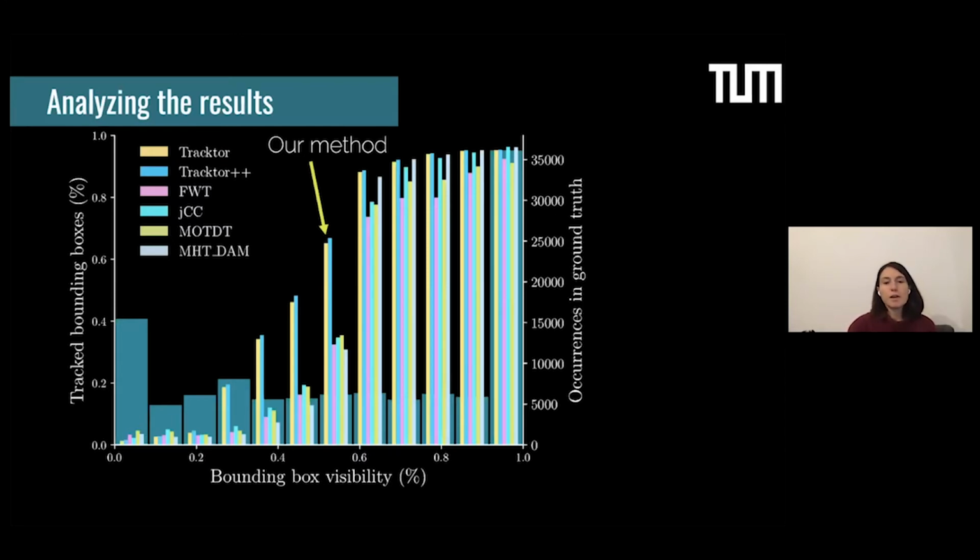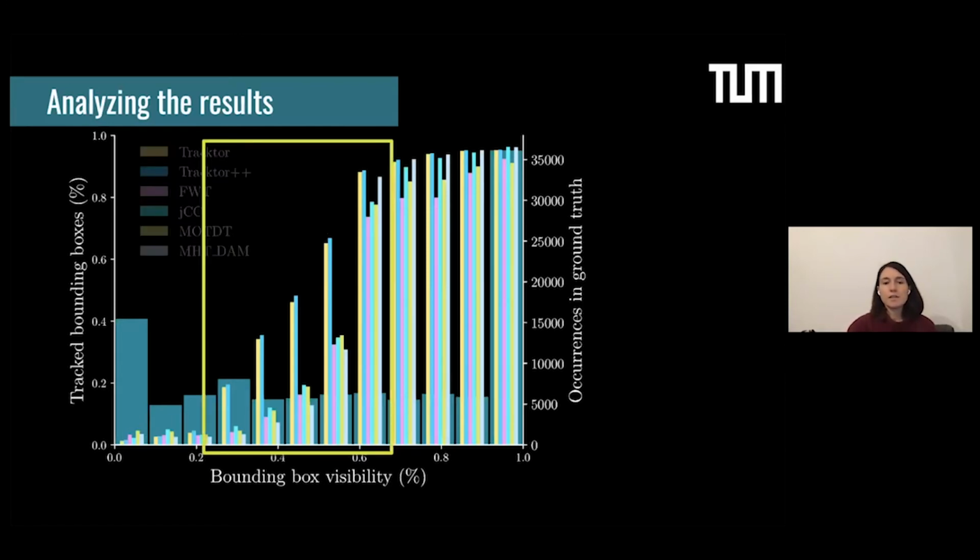But the interesting part here is the middle ground. So this visibility between 25% and 75%, in which all trackers start to suffer. You can see that the performance really goes down, except for our tracker, which keeps the performance at a quite higher level. So this is the range of visibility in which our tracker really shines compared to all other trackers.